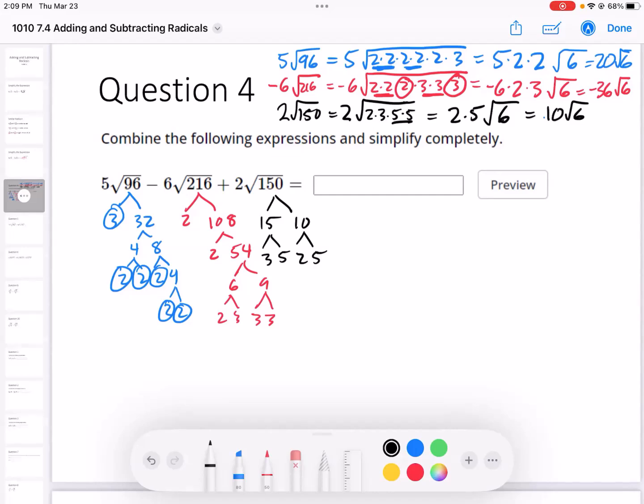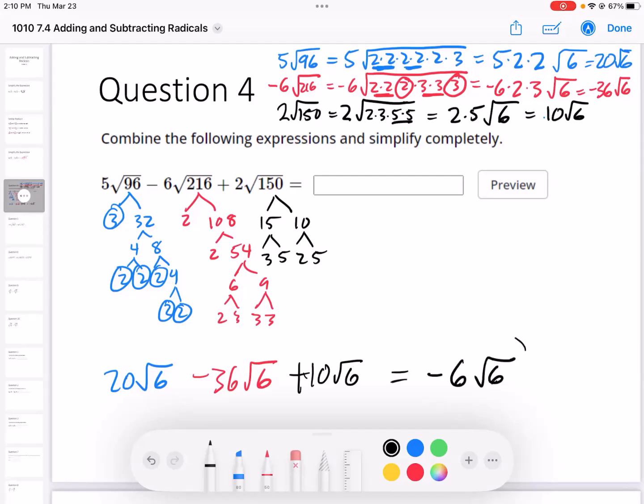So when I write all of these radicals in simplified form, what I get is 20 square roots of 6 minus 36 square roots of 6 plus 10 square roots of 6. Well, if I have 20 of them and I subtract 36, that's -16. -16 plus 10 will give me -6. So my answer will be -6 square roots of 6, and that's my answer.